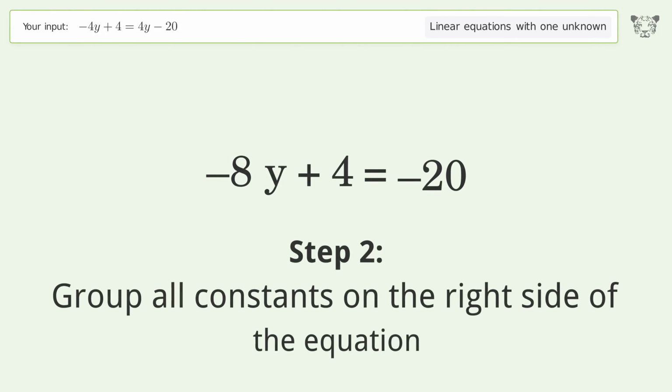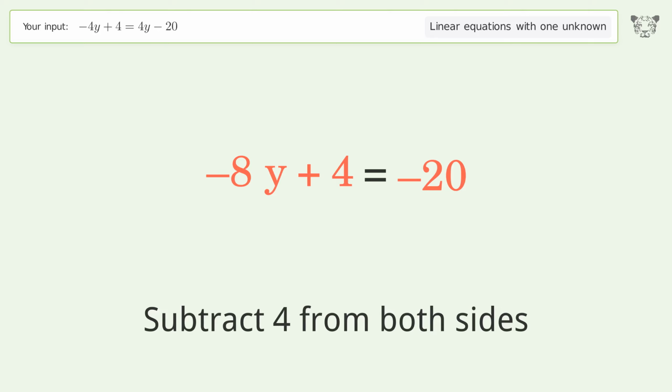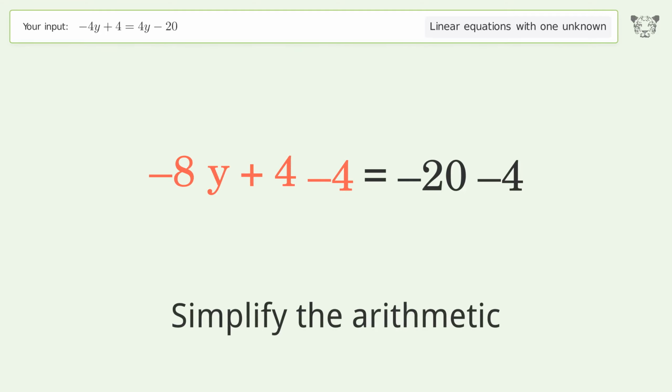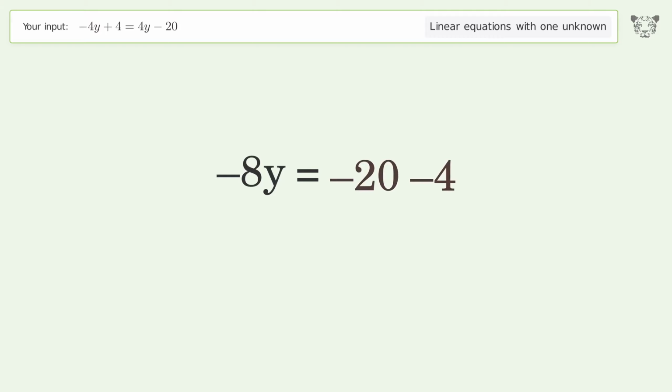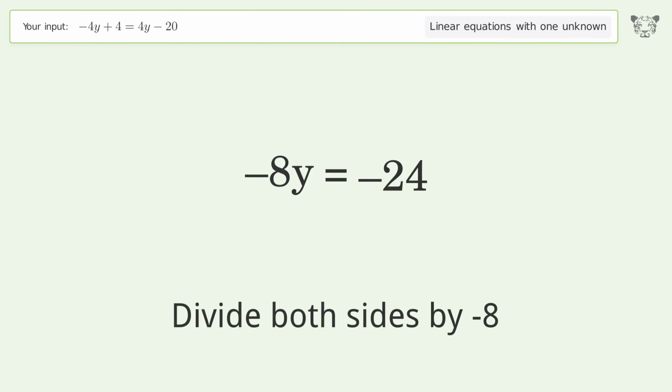Group all constants on the right side of the equation. Subtract 4 from both sides. Simplify the arithmetic. Isolate the y. Divide both sides by -8.